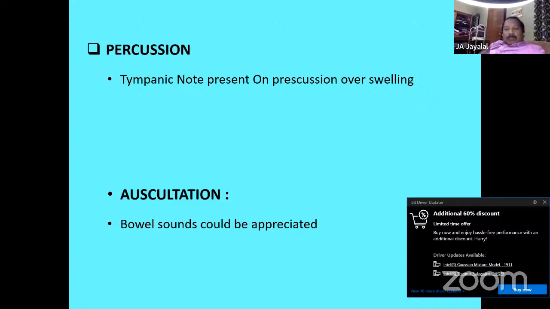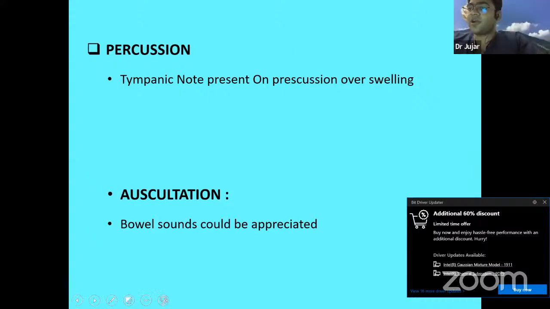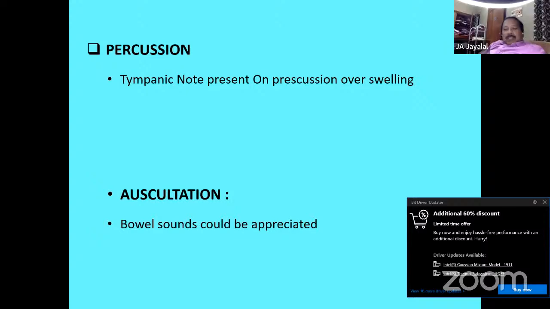So where do you look for bowel sound? What is the normal bowel sound? There are borborygmi sounds. No, borborygmi is not the normal bowel sound. How do you look for bowel sound and where do you look for it? How are they heard? Frequency, character, duration. So please don't take it lightly because these are very important findings.